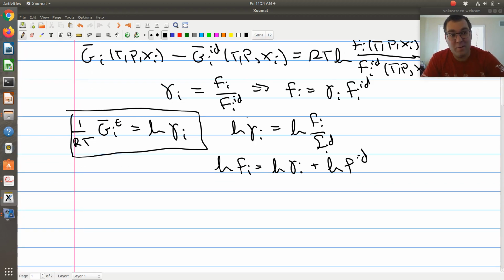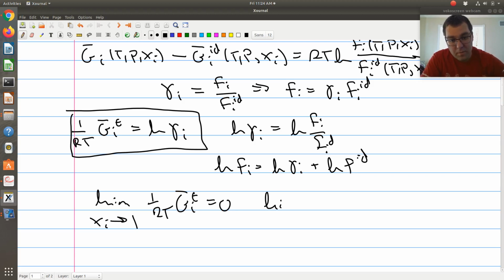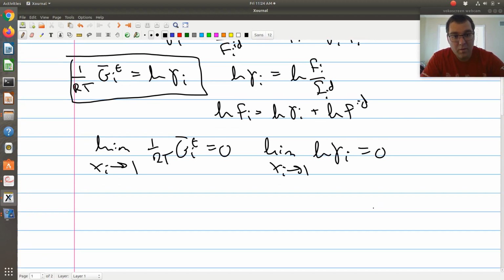My partial molar excess Gibbs free energy is one and the same. So I know that in the limit that xi goes to 1, in my pure component limit, 1 over RT G bar i E is going to be equal to 0. So therefore, it must be in the pure component limit that log gamma i also goes to 0. Or, more typically, the way it's written is in the limit that xi goes to 1, gamma i is equal to 1. Okay, because if gamma i is equal to 1, then log gamma i is equal to 0.